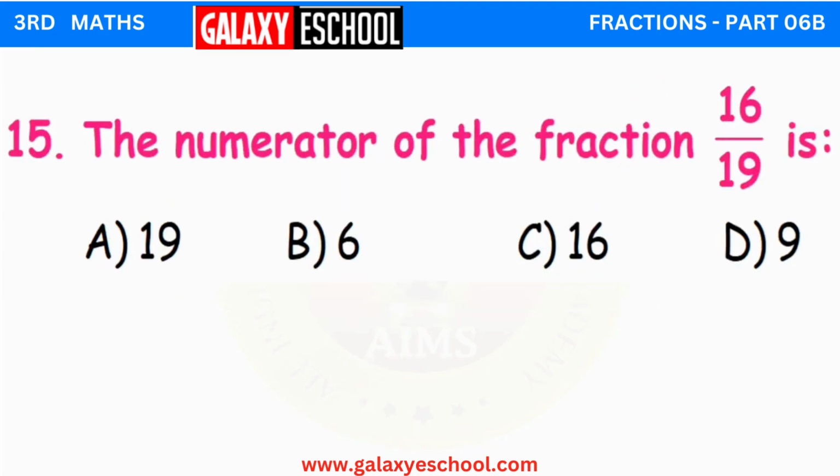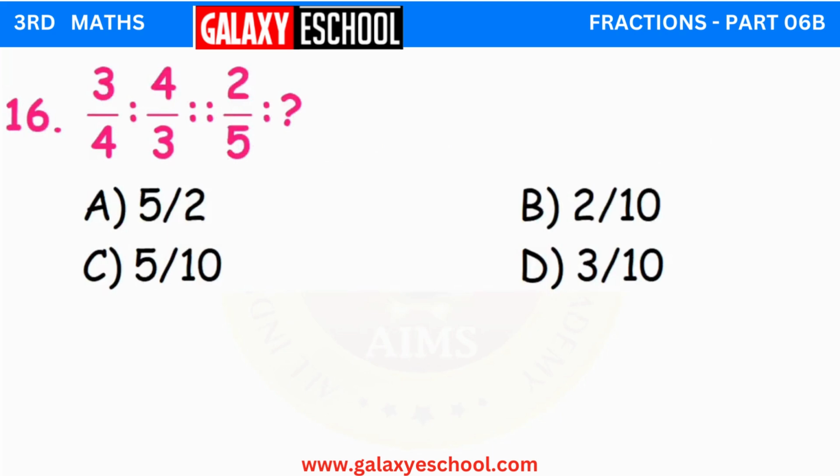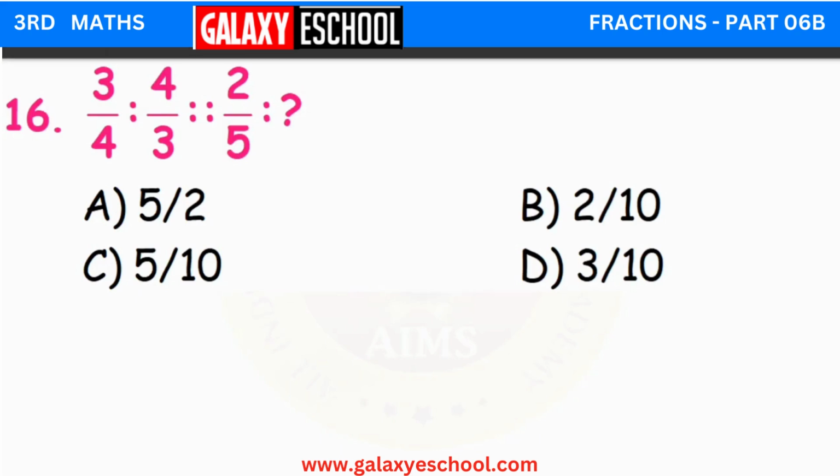Moving on, the numerator of the fraction 16 by 19 is. Now what is the numerator? The number written on top, that is 16. So 16 becomes our numerator. Next, 3 by 4 is to 4 by 3. Then 2 by 5 is to dash in the same way.